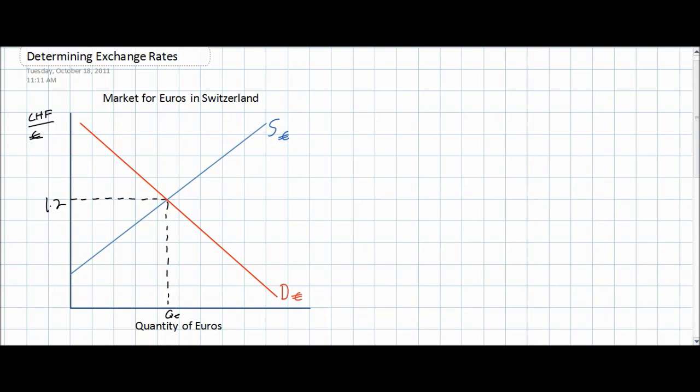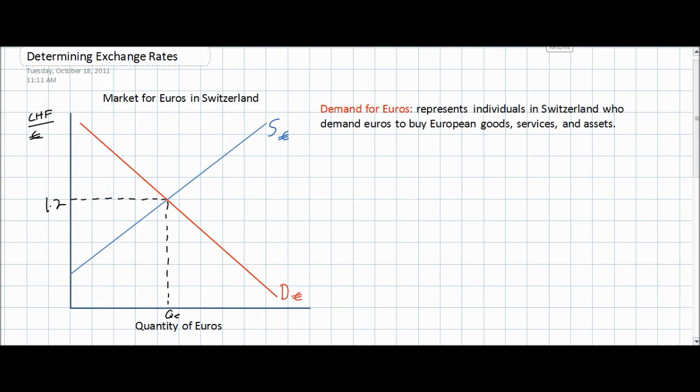Before we can get into our analysis of how exchange rates are determined, we first have to clarify a few things about an exchange rate diagram. So let's look at the market for euros in Switzerland here that we see on the left. In Switzerland, there is a demand for euros. Clearly, the demand for euros comes from Swiss households who wish to buy European goods and services and other assets, including European government bonds and savings in European banks. So the red demand curve, D for euros, represents Swiss households who are demanding European goods, services, and assets. In the market for euros in Switzerland, demand represents Swiss individuals who demand euros.